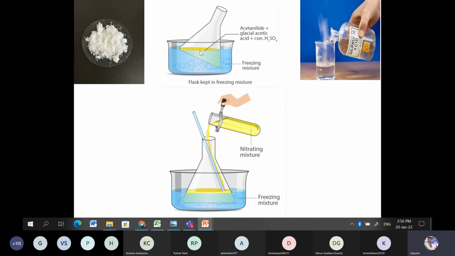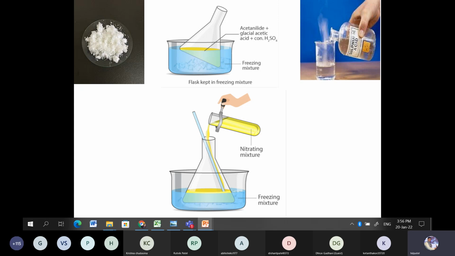Then we have to insert our flask into the freezing mixture or ice bath. Why the freezing mixture or ice bath? Because for this reaction we require a lower temperature, only 10 degrees centigrade or less than 10 degrees centigrade. So we have to keep our flask containing acetanilide and glacial acetic acid in a freezing mixture.